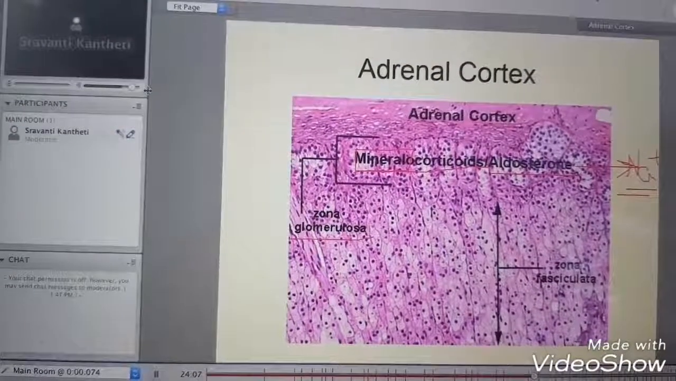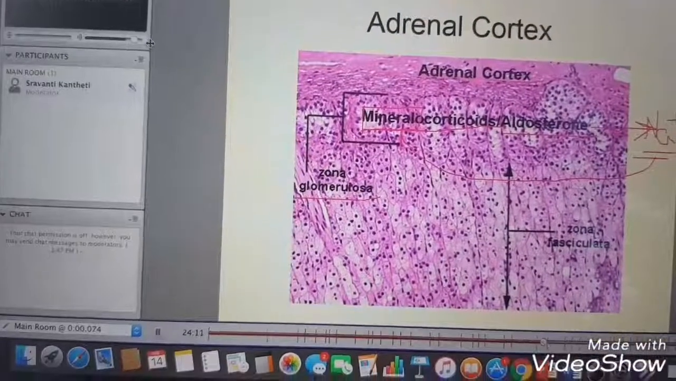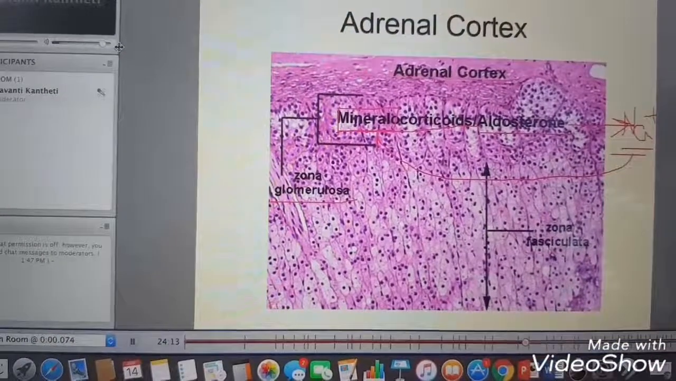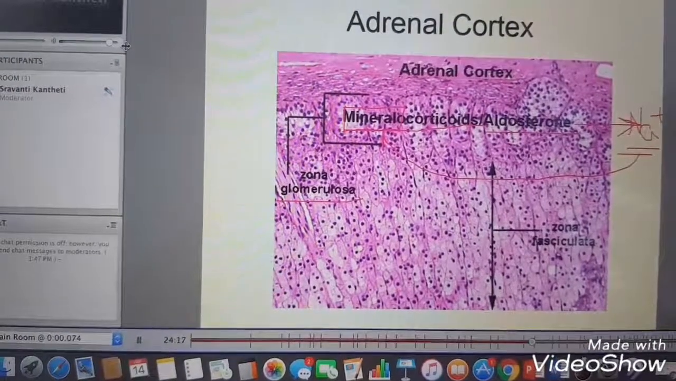That's why this is a mineral. Sodium is a mineral, isn't it? Okay, so mineralocorticoids, sodium, aldosterone. That's all you need to know for now. Lecture, I'll tell you what that means and why.